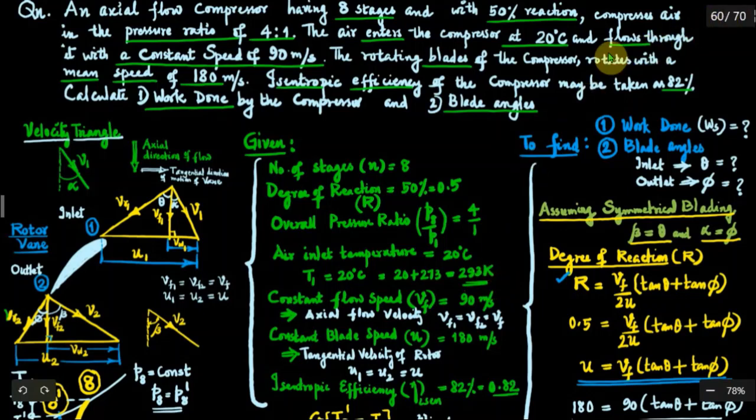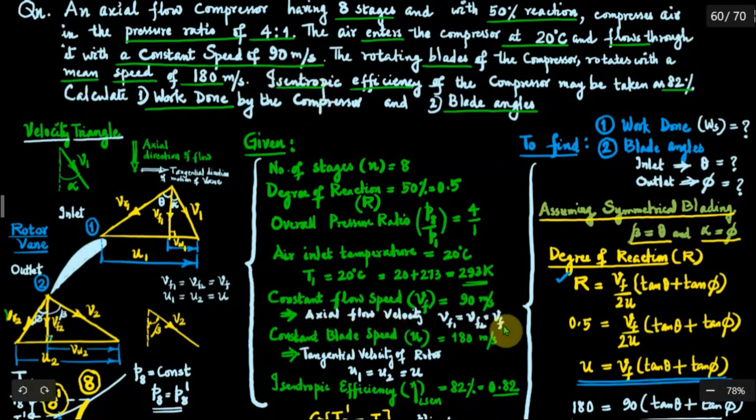And air flows through the compressor with a constant speed of 90 meter per second. You have to be careful. This is not the absolute velocity of air. So, the constant velocity with which the air flows through the compressor is which component of velocity? That is the axial flow velocity Vf. So, axial flow velocity Vf is referred to here. That is Vf is equal to 90 meter per second.